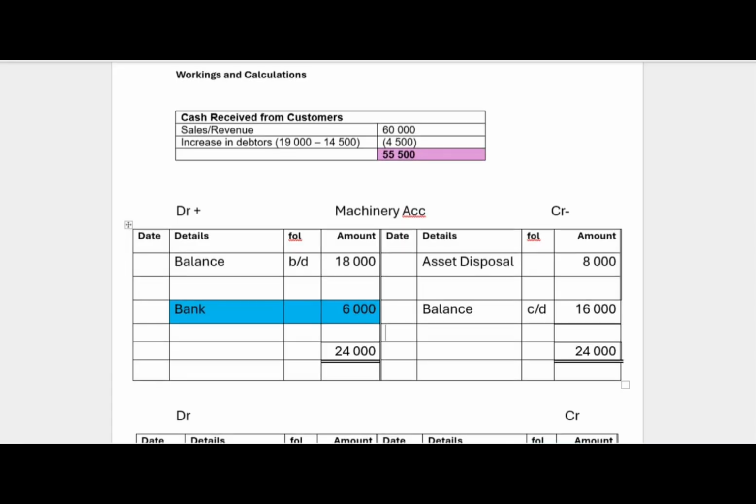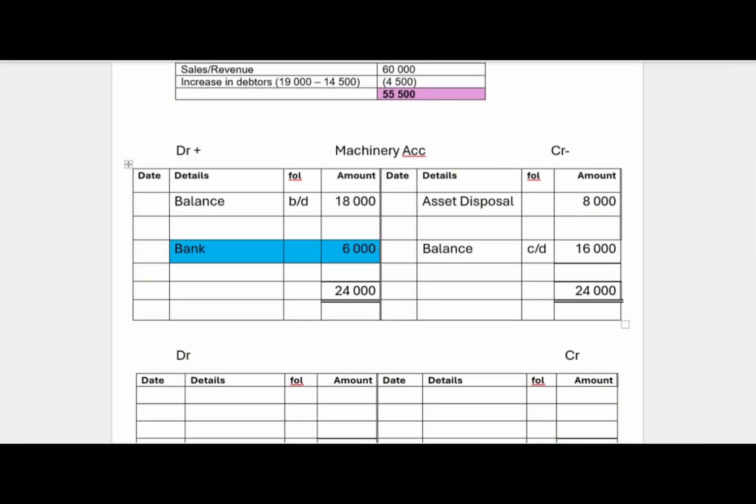All right, so let's go and prepare another account. Another account that we must prepare is accumulated depreciation on machinery, or on plant and machinery. That's the second account we need to prepare. So let's go and prepare that.